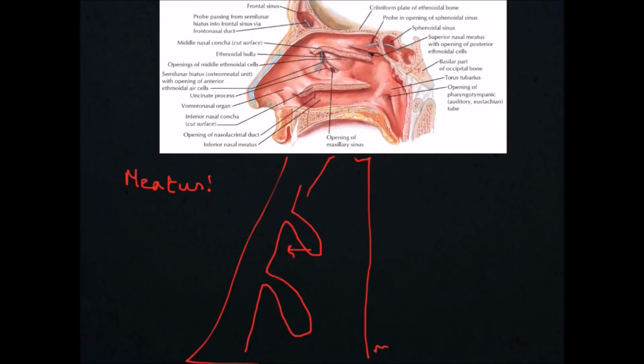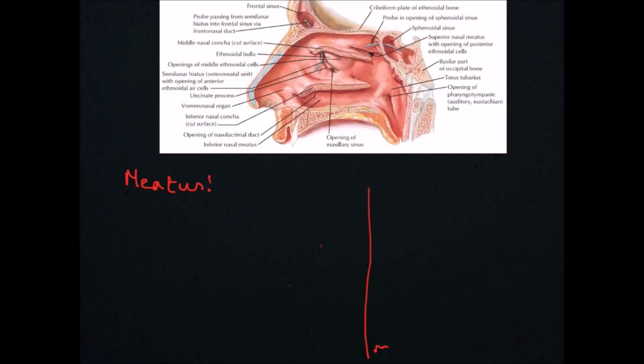Okay, so just lateral to the concha, there is a space which is termed as meatus. In this meatus, there is opening of various structures. I hope meatus is clear to you. Just lateral to the inferior turbinate, there will be the inferior meatus.